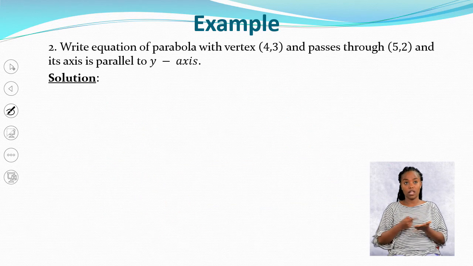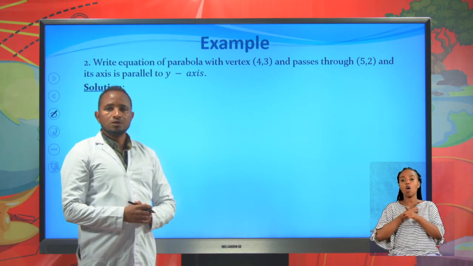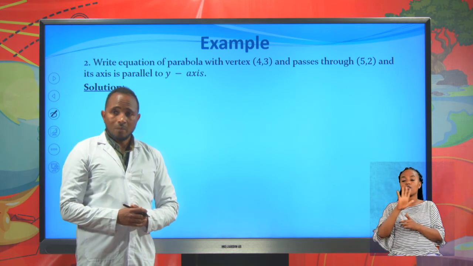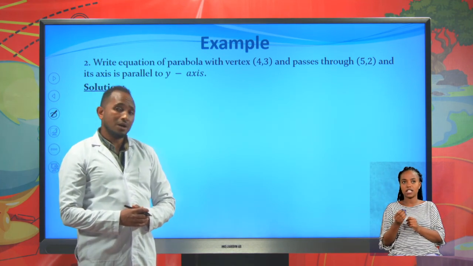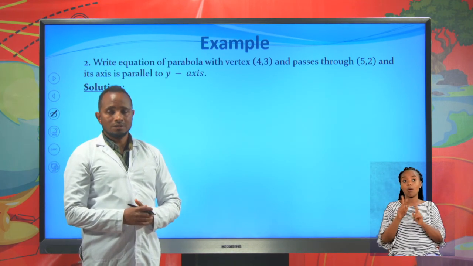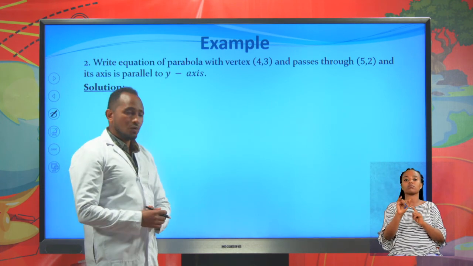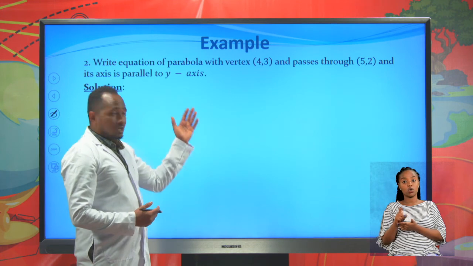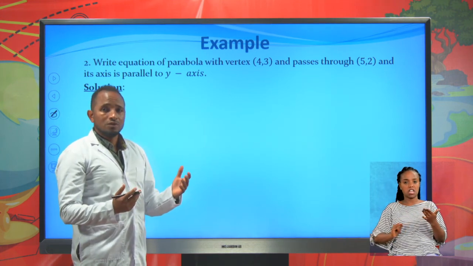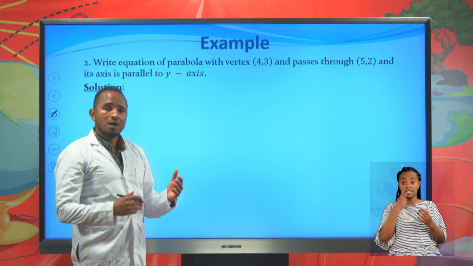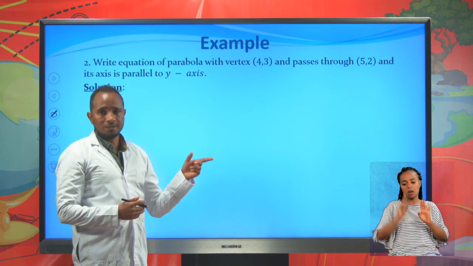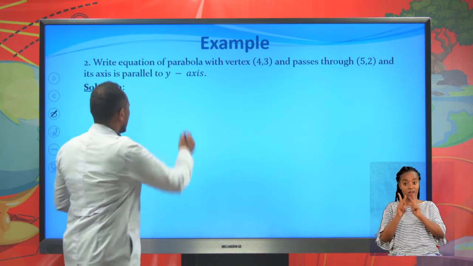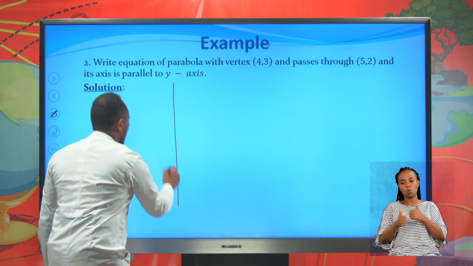Here it says, write the equation of the parabola with vertex 4, 3 that passes through 5, 2 and whose axis is parallel to the y-axis. To write the equation, we have to sketch roughly because we need to see whether it opens up or down, since it is parallel to the y-axis. So let's sketch roughly.